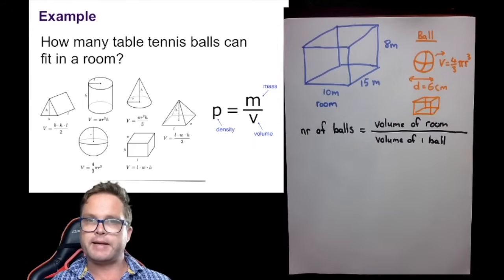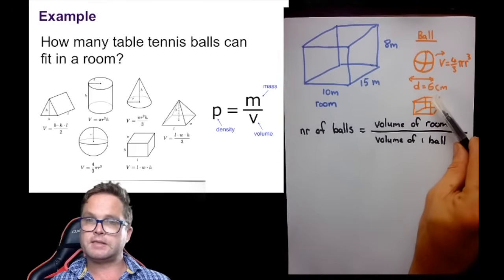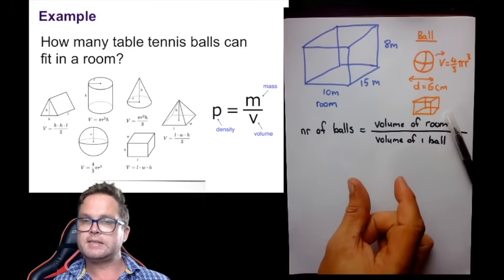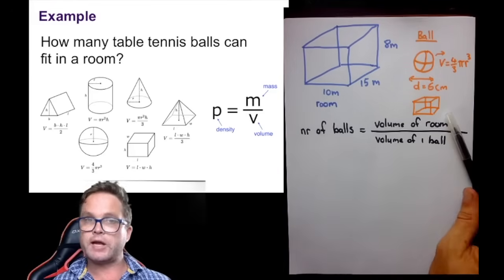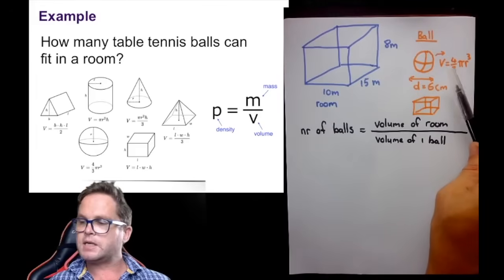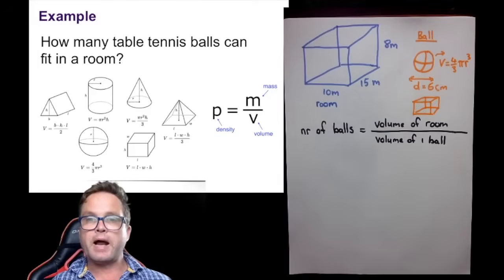Secondly, we need to estimate the size of a ping pong ball. I've estimated it in the order of 6 centimeters. Take a look on your ruler and see how big 6 centimeters is. See if you agree with that. It's just an estimate, right? Of course, the ball is a spherical shape, and the volume for a sphere is 4 over 3 pi r to the 3.